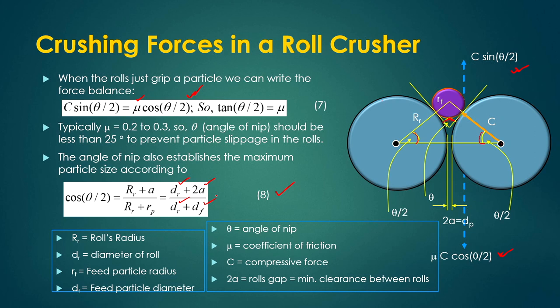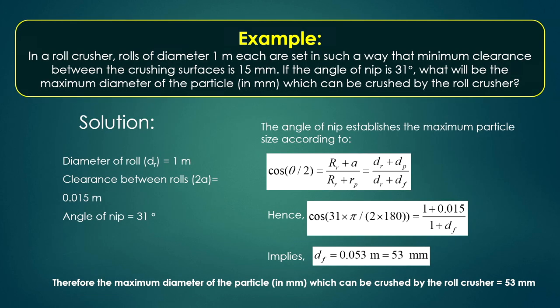DR is basically the diameter of the roll. So we have this cos(theta/2), with theta the angle of nip, which can be calculated based on this equation 8. So, based on the angle of nip, you can calculate the feed material diameter or roller diameter to get the maximum particle size crushed by the roll crusher. Let us have an example for this.